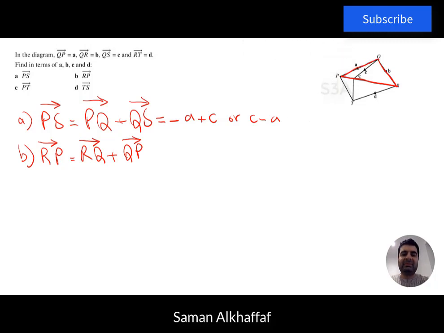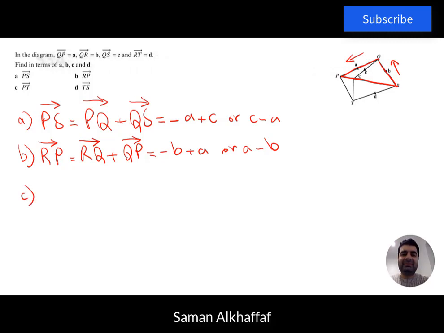Now we will need to find the directions of both, so we can see we're going in this direction, so it will be minus B, and then we're coming back in this direction. So we can see B is opposite, so we have to take the negative B, because B is going in this direction and we are moving upwards, and then we also have plus A, because we are moving in the right direction of A. So we can either keep it as minus B plus A, or we can write it as A minus B, and this will be our answer for RP.